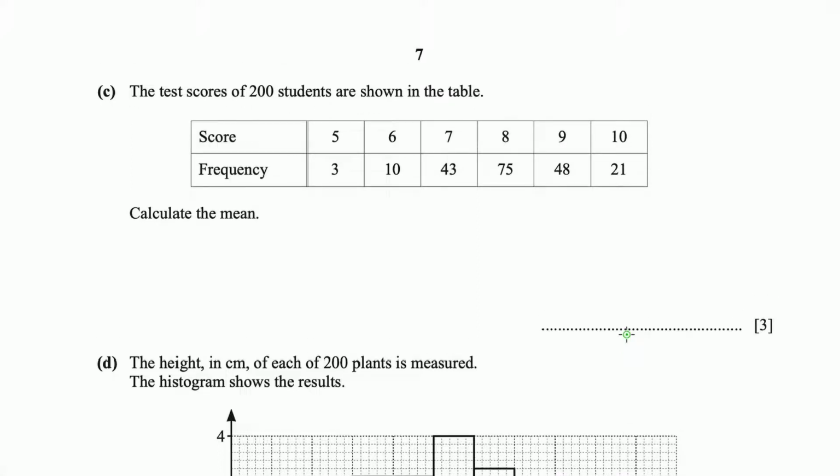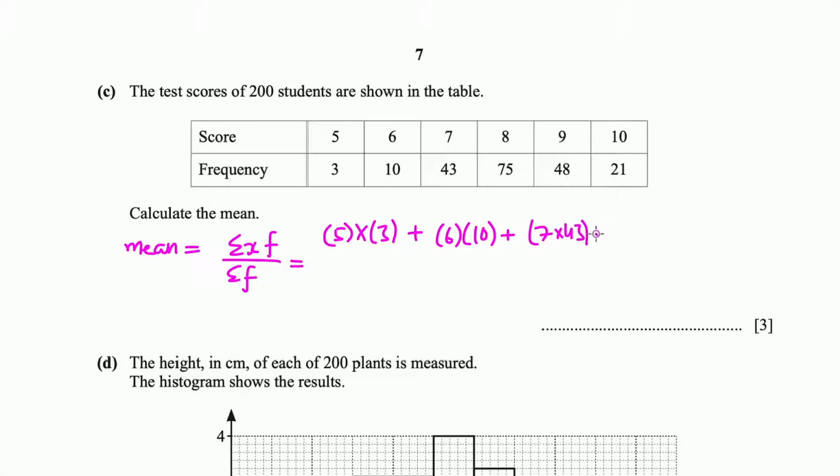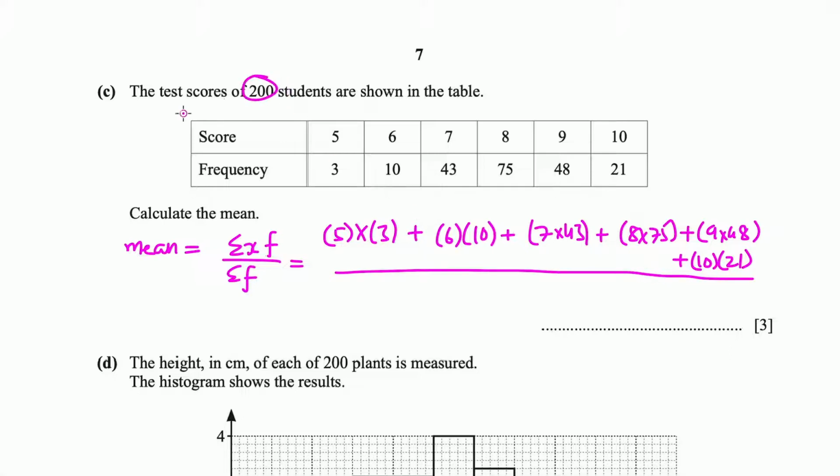The test scores of 200 students are shown in the table, score and frequency. Then calculate the mean. So what will be the mean? Mean is equal to sigma xf divided by sigma f. So this is equal to 5 into 3 plus 6 into 10 plus 7 into 43 plus 8 into 75, 9 into 48 plus 10 into 21 overall divided by, we already know there are 200, so I can directly write 200.